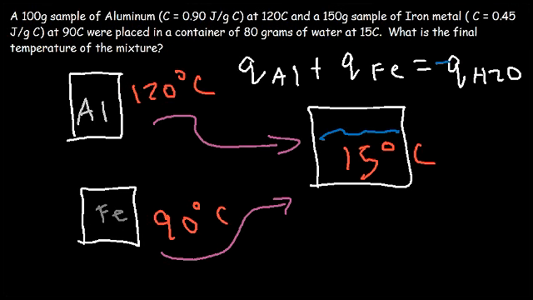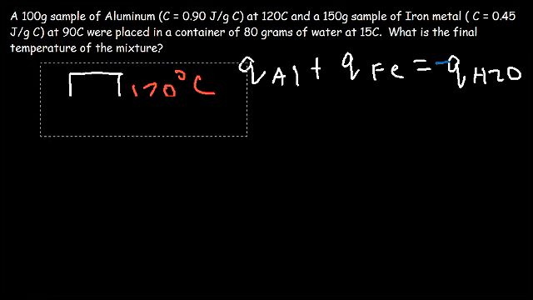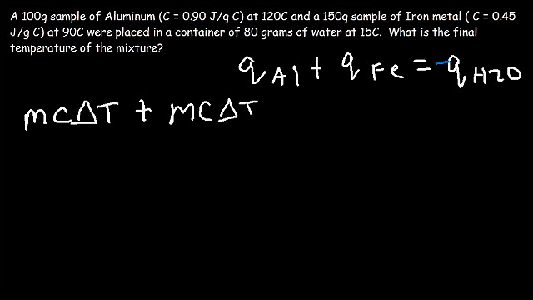If you add it to the left side, you need to apply the negative sign to both Q for Al and Q for Fe. So now that we have the equation that we need, let's go ahead and calculate the final temperature of the mixture. So it's going to be mc delta T for aluminum, plus another mc delta T for iron metal, and that's equal to negative mc delta T for water.